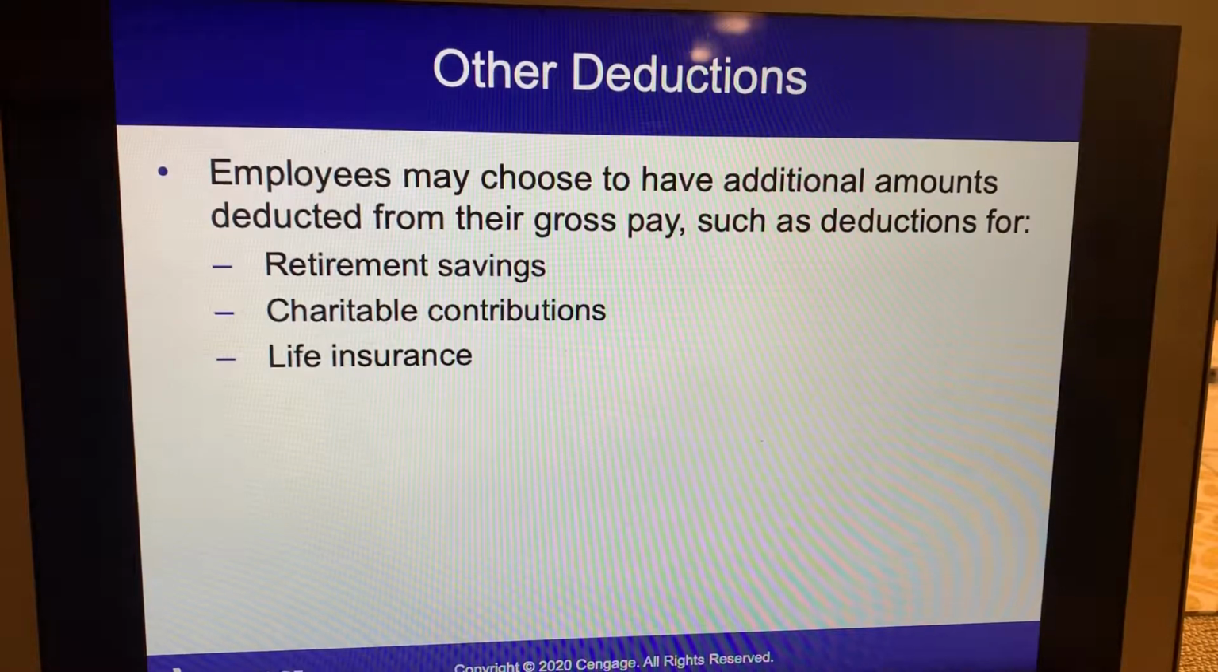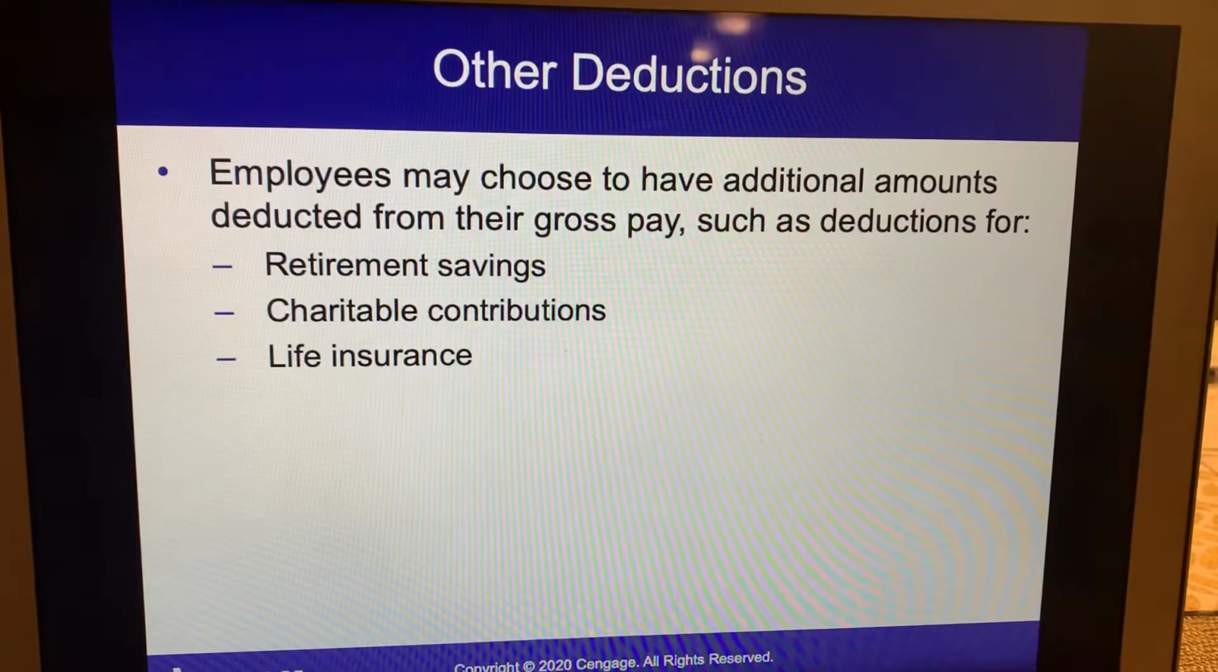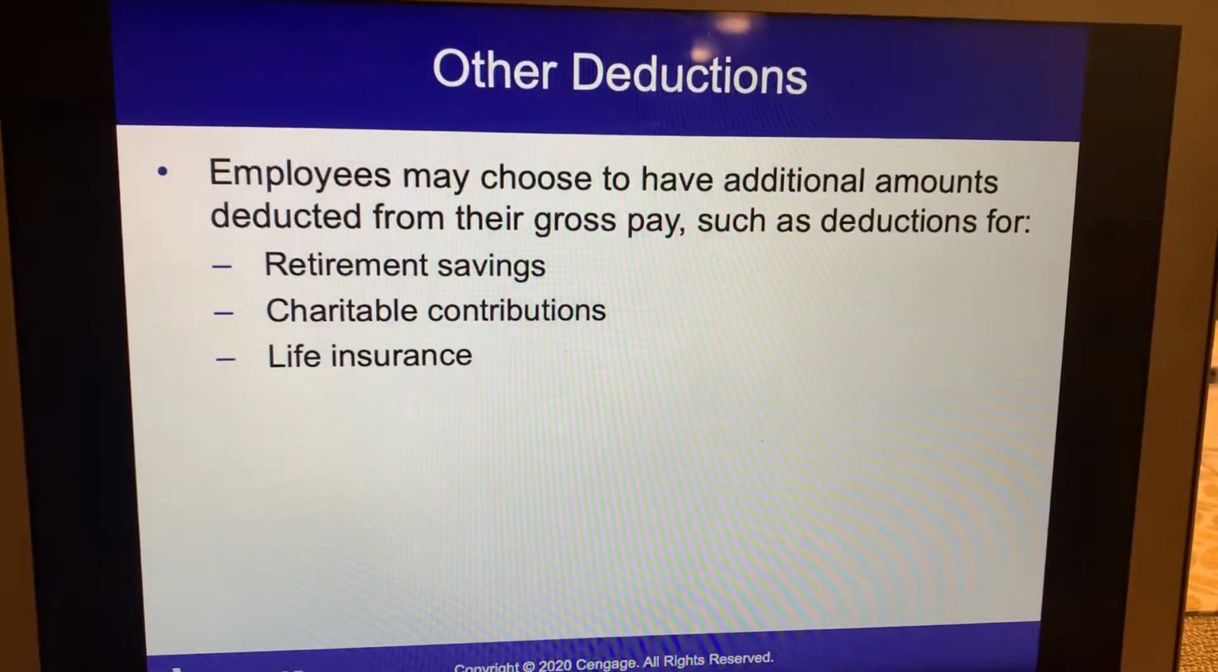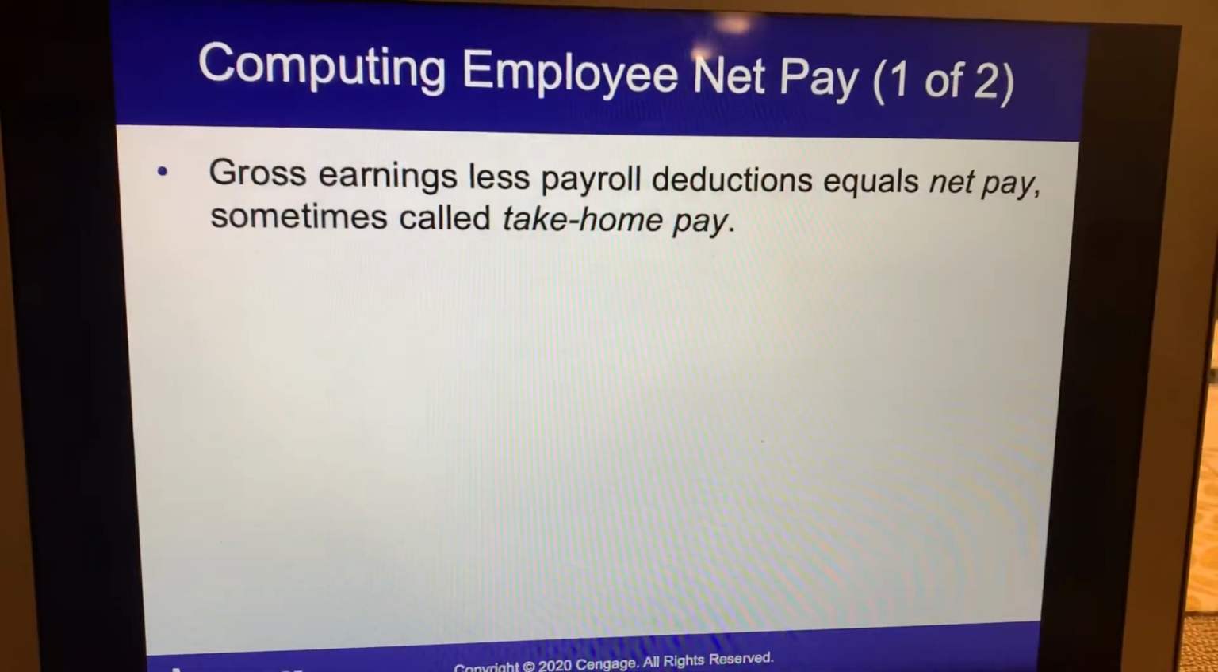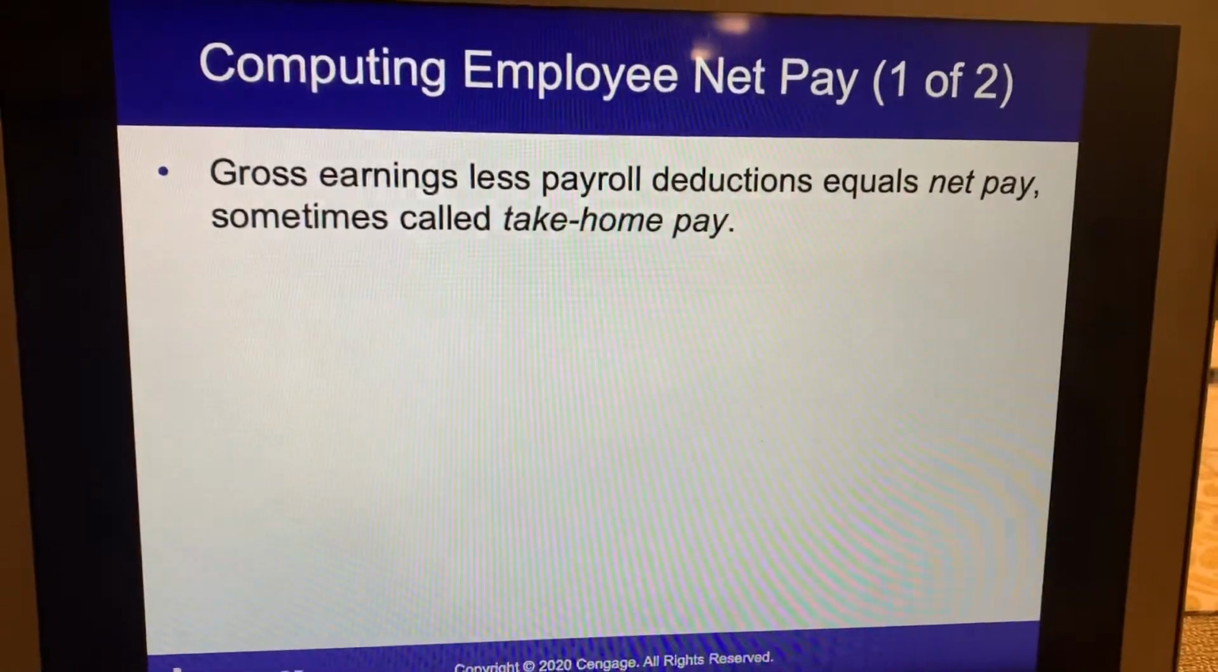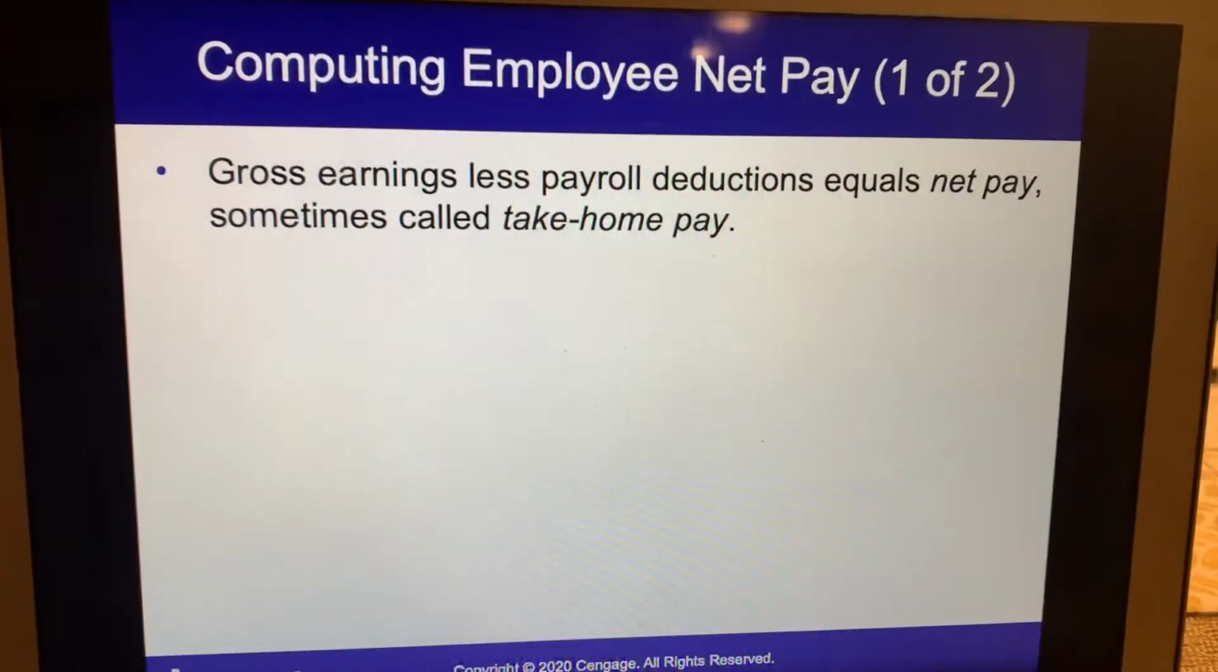So employees may choose to have additional amounts deducted from their gross pay, such as deductions for retirement, charitable contributions, life insurance. So gross earnings less payroll deductions equals net pay, sometimes called take-home pay.